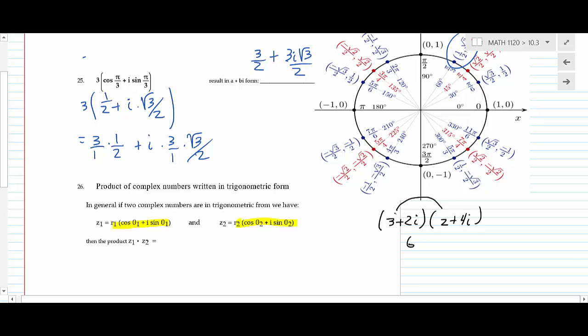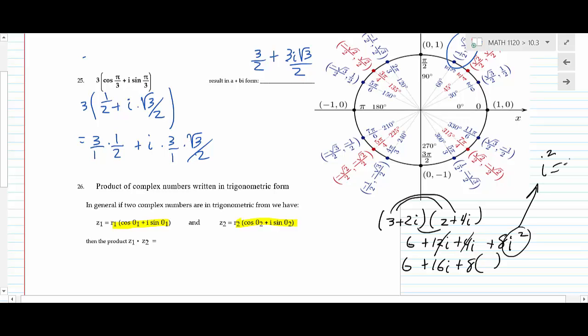So 3 times 2 is 6. The outside term would be 12i. The inside term would be 4i. Then the last term is 8i squared, right? That's just standard FOIL. These are like terms, so you would have 6 plus 16i. Now, what did you learn about i squared?